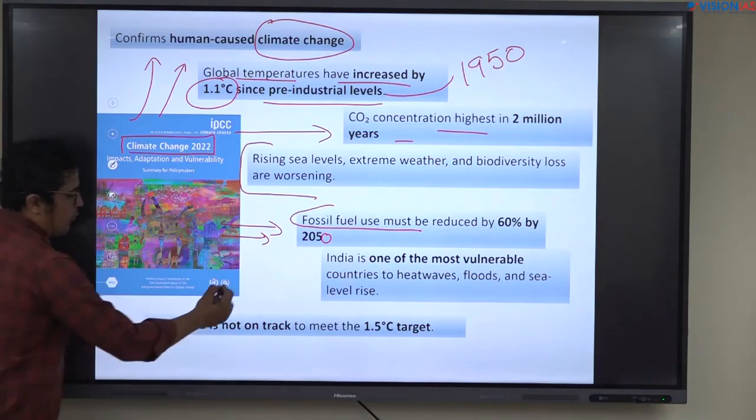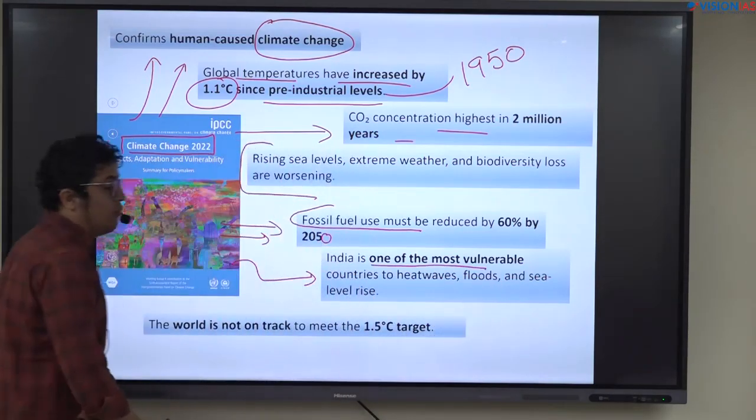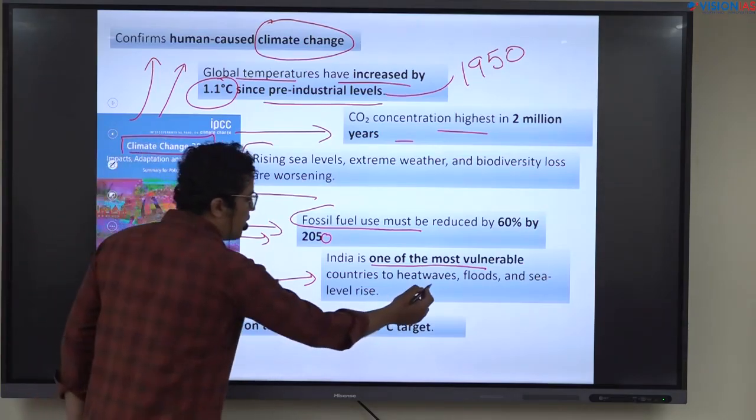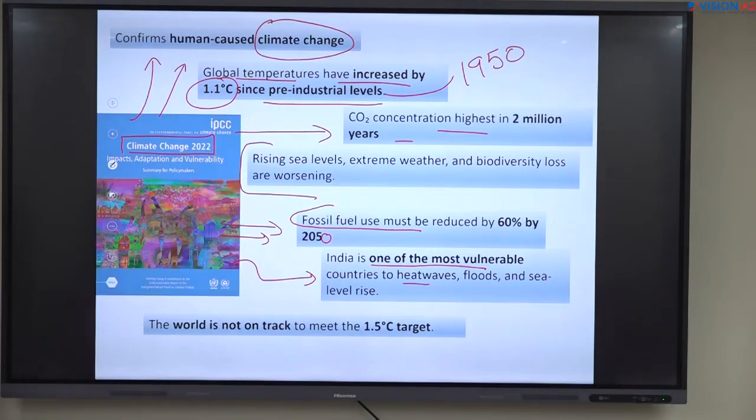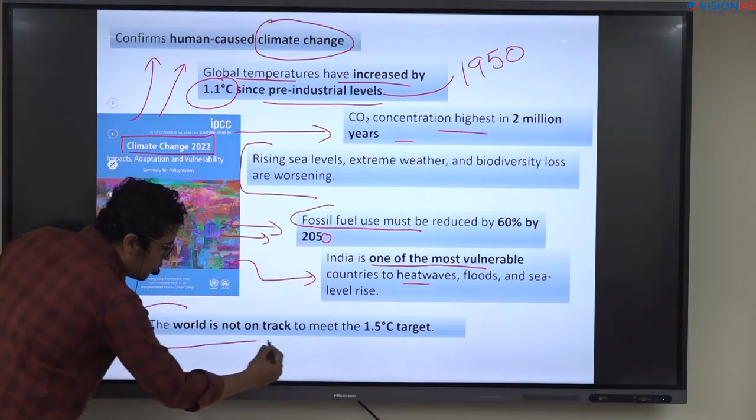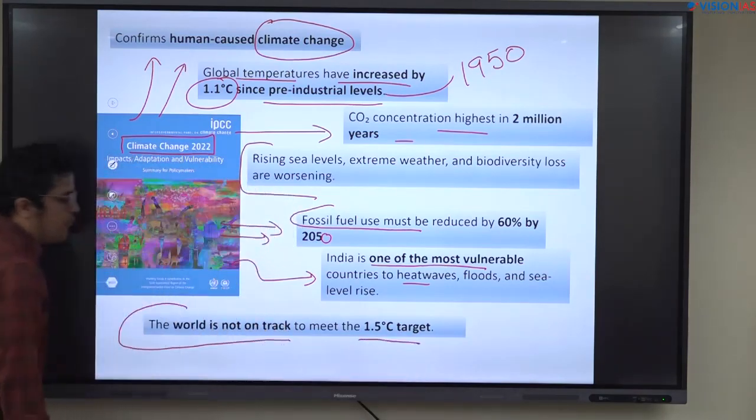And then what it says about India, it says India is one of the most vulnerable countries. India is facing one of the biggest threats of climate change. Whether it is glacier melting, sea level rise, cyclones, any problem that you associate, India is facing it. Even heat waves. So India is considered one of the most vulnerable countries. And this is the result that this report says. World is not on track for what? To meet the 1.5 degrees Celsius target.